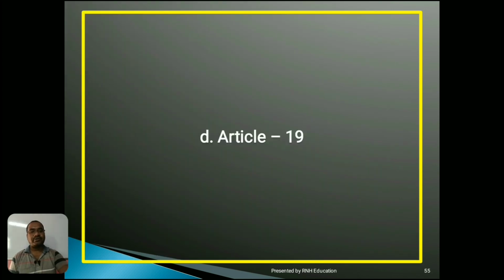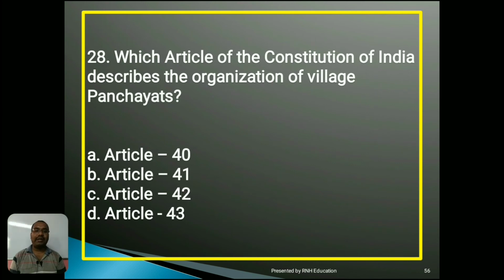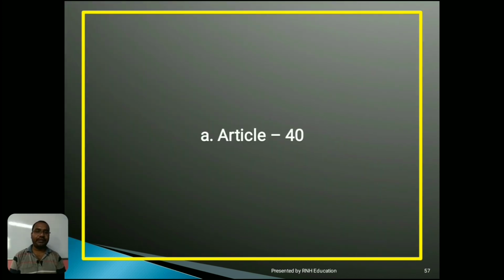Okay friends, going to the next question. The next question was 28. Which article of the Constitution of India describes the organization of village panchayats? Options are A, Article 40, B, Article 41, C, Article 42, and D, Article 43. Now check the answer. The answer is Article 40.